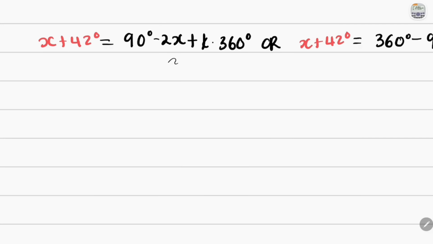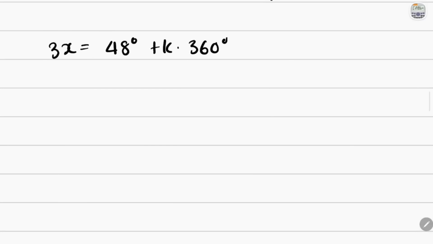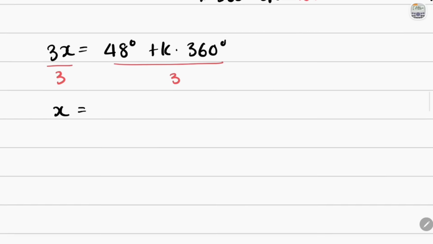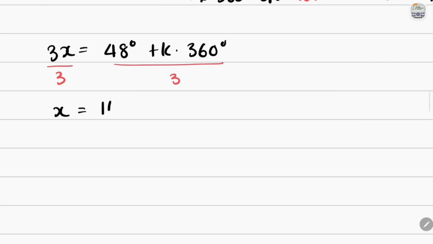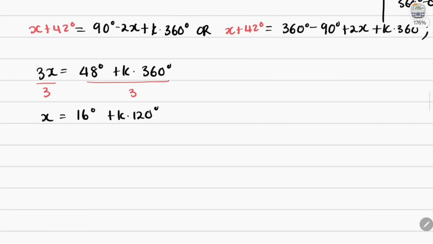So we have over here, we can just transpose this to x. So it comes over and adds with this x to become 3x is equal to, and then we have 90 and the 42 degrees comes over. 90 minus 40 is 50, and then minus 2 is 48. So we have 48 degrees here plus k 360 degrees. And then to solve for x, we can divide both sides of the equation by 3. Okay, so x is equal to 48 divided by 3, 16. Yes, okay. 16 plus k 120 degrees. So this is our answer here.